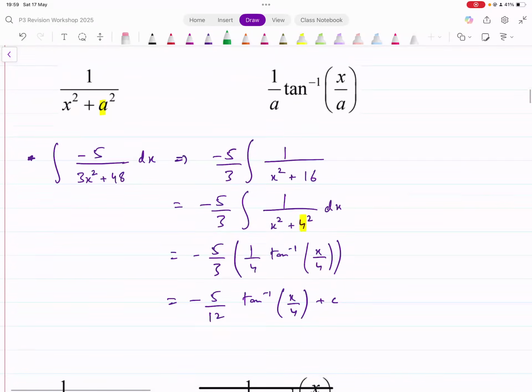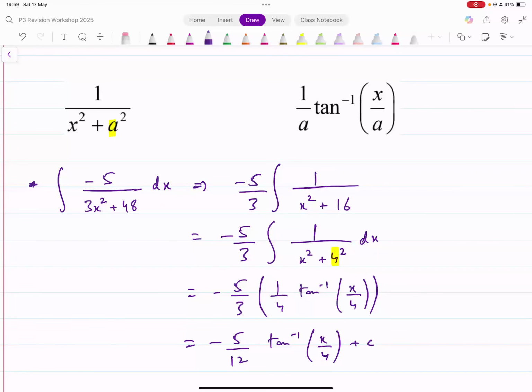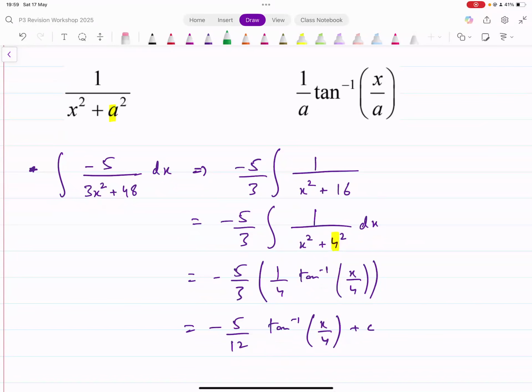If we have something like this, minus 5 over 3x squared plus 48, what about this now? We could take minus 5 common outside, write it outside so that we have 1 left inside. However, in the denominator, now we have a coefficient of x squared, that is 3. Now, we want this coefficient to be 1 to be able to use this rule. So what we do is we take 3 common from the denominator as well. When we do that, inside we're just left with x squared plus 16. And then we could write that as x squared plus 4 squared.